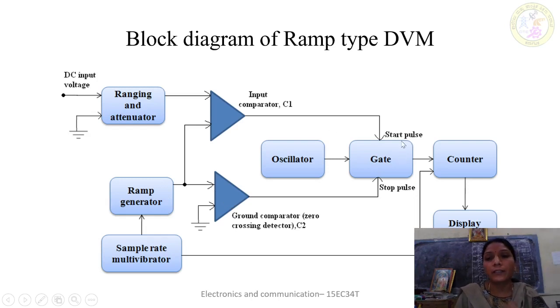So here when the start pulse comes, the gate opens. The counter counts the number of clock pulses from this gate up to the zero crossing detector. C2 gives the stop pulse. At this time the counter stops counting, and the output of the sample rate multivibrator is also given to the counter. So when the counter stops, it has the value of the counted number of pulses, n pulses, and it is displayed from the display unit.